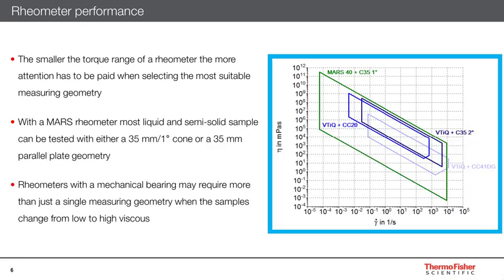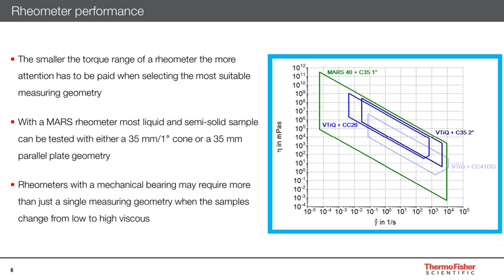So let's start with the rheometer performance. On the right side of the screen, you see a plot that shows the theoretical measuring range for different rheometer geometry combinations, in viscosity and shear rate. The larger the parallelogram, the wider the measuring range of the combination. In general, we can say that the smaller the torque range of the rheometer, the more attention has to be paid when selecting the measuring geometry.